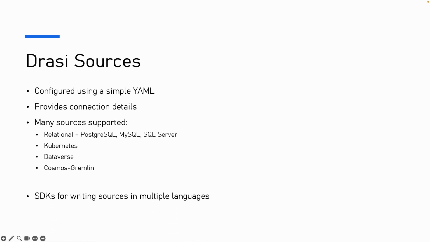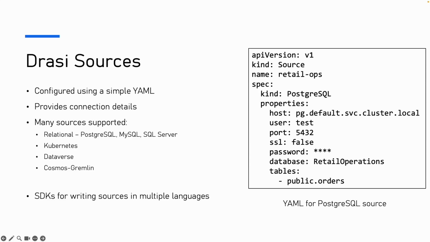First is a Drasi source. This is configured using a simple YAML file that provides connection details of your data source to Drasi. Many sources are supported today, including relational databases like PostgreSQL, MySQL, and SQL Server. We also support other kinds of data sources like Dataverse, Cosmos Gremlin, and even Kubernetes. There are also SDKs available for building your own custom sources in the language of your choice. As an example, here's how a Drasi source YAML would look. Here, we specify the database connection details and the tables that we are interested in.